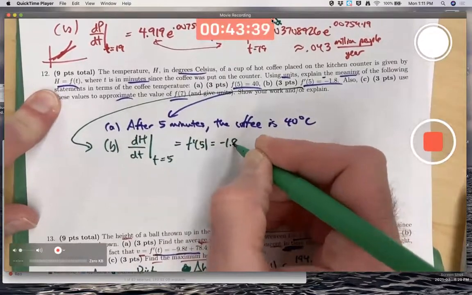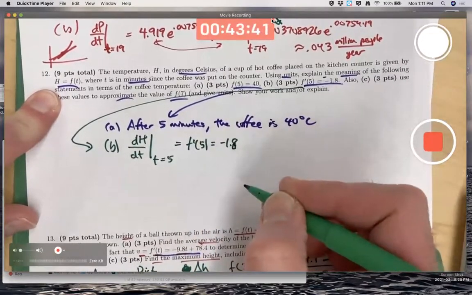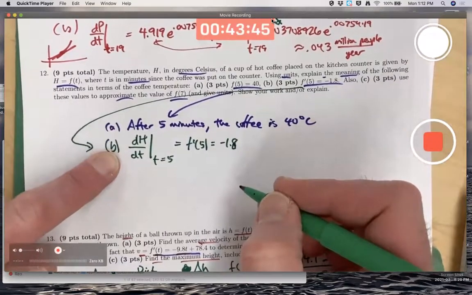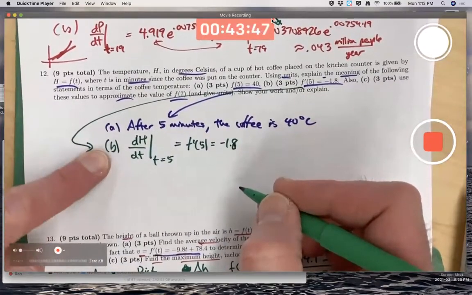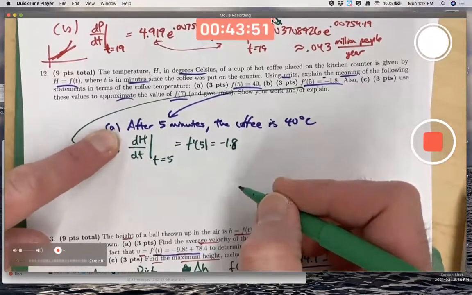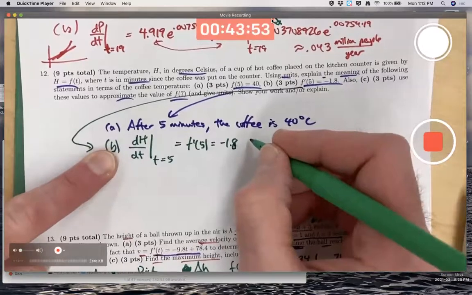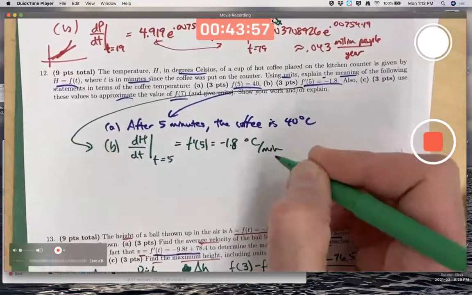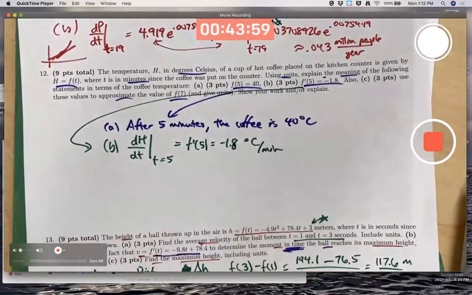Before we write down what it means, let's just think about the units. The Leibniz notation helps you think about the units. It's units of h per unit of t. Just like you're doing a division, even though you're not literally doing a division. Degrees Celsius per minute. At time 5, that's how fast, and with direction, the coffee is changing temperature. It's negative, so it's cooling.